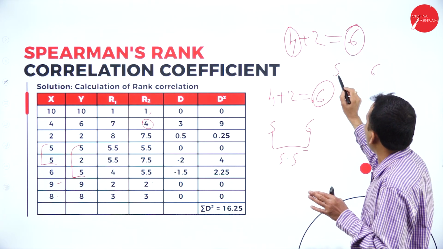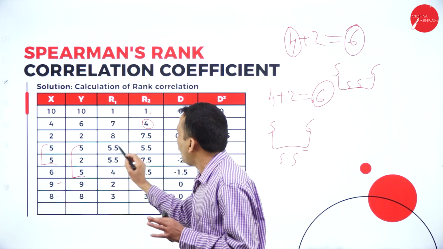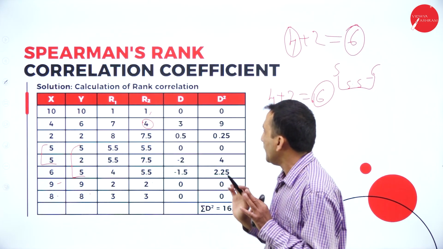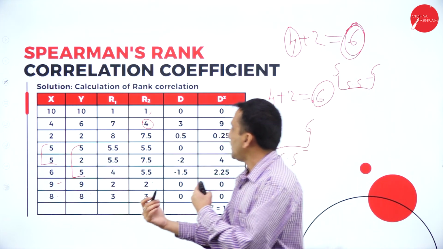So 5 is 2 times. So that's what equally I want to rank. So that's what I am writing, 5.5 and 5.5. Now the 6th rank is also completed. Now moving to the 7th rank.